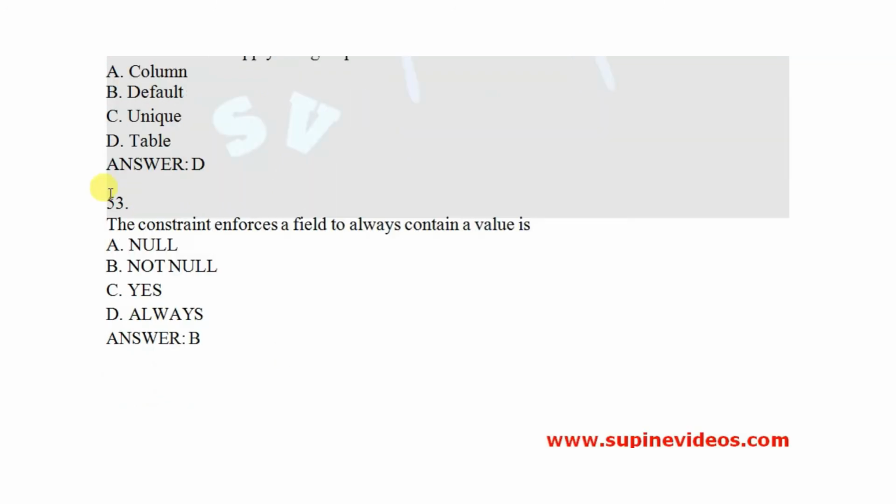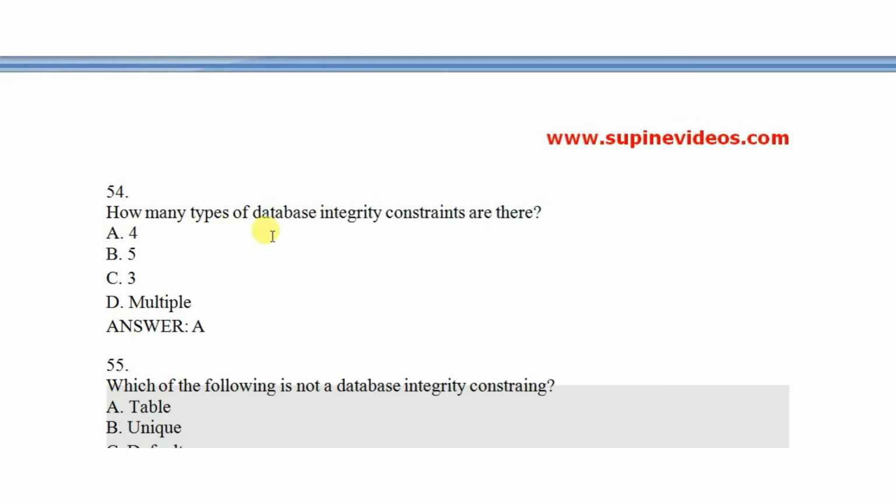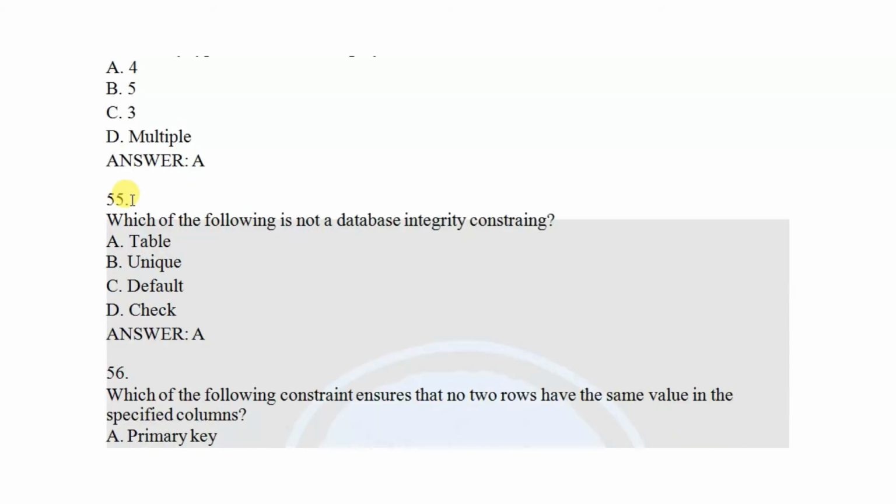Table. Question number 53. The constraint that enforces a field to always contain a value is, your answer is option B, not null. Question number 54. How many types of database integrity constraints are there? Your answer is option A, 4. Question number 55. Which of the following is not a database integrity constraint? Your answer is option A, table.